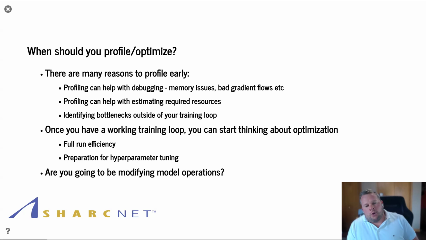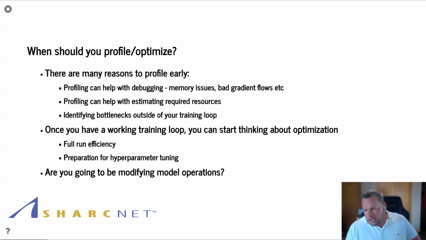Once you have a working training loop, you can start to think about optimization. Some of the optimizations in PyTorch are very simple and can be applied early on without really affecting your ability to develop it later. This will help with moving beyond the prototype phase into full run efficiency and gets you ready for hyperparameter tuning. When we're talking about doing full runs across large data sets many times to find optimal hyperparameters, any gain we can squeeze out of every iteration really helps as far as total time and resources that we're using for things like hyperparameter tuning.